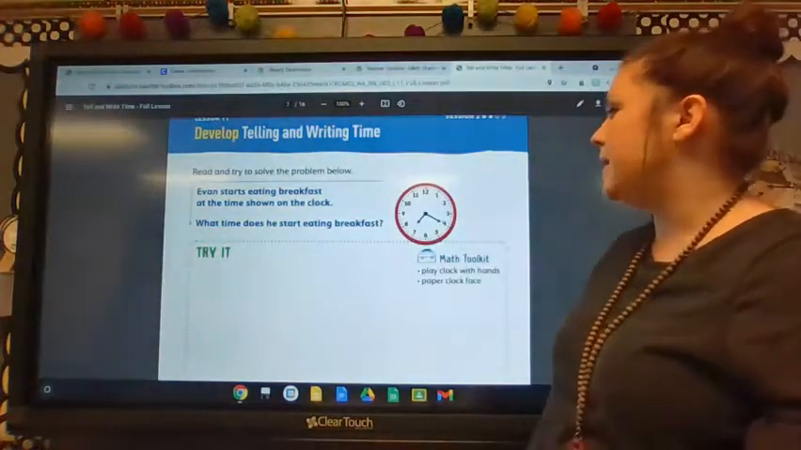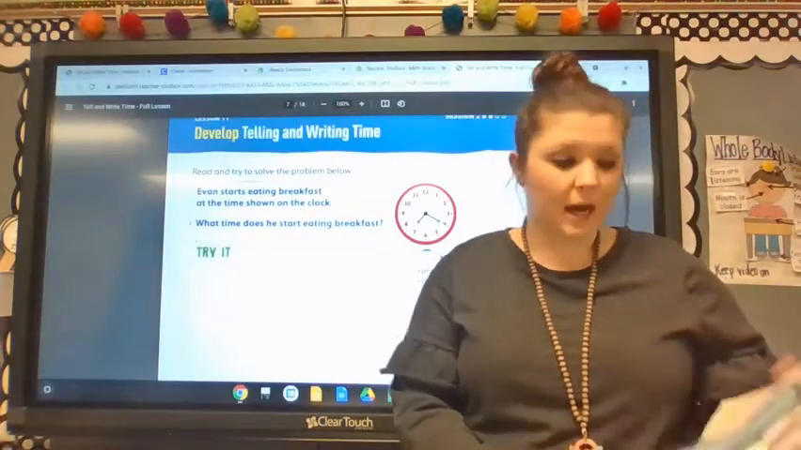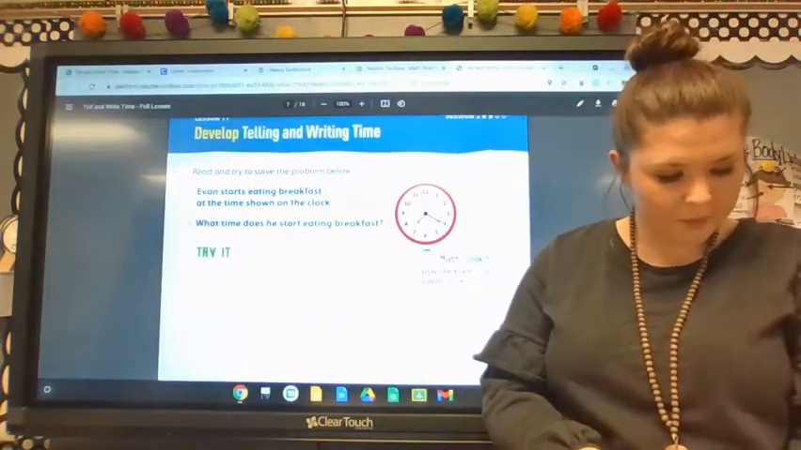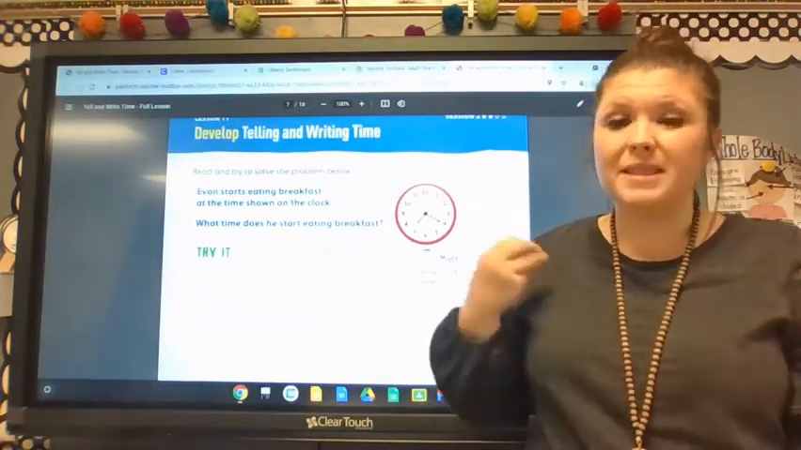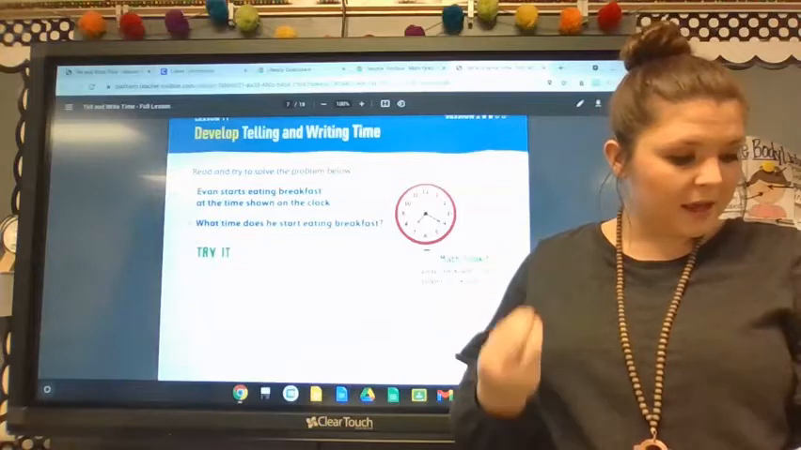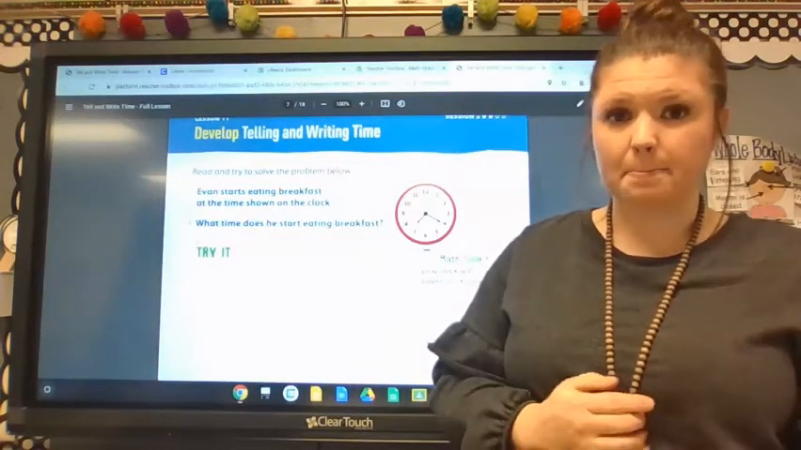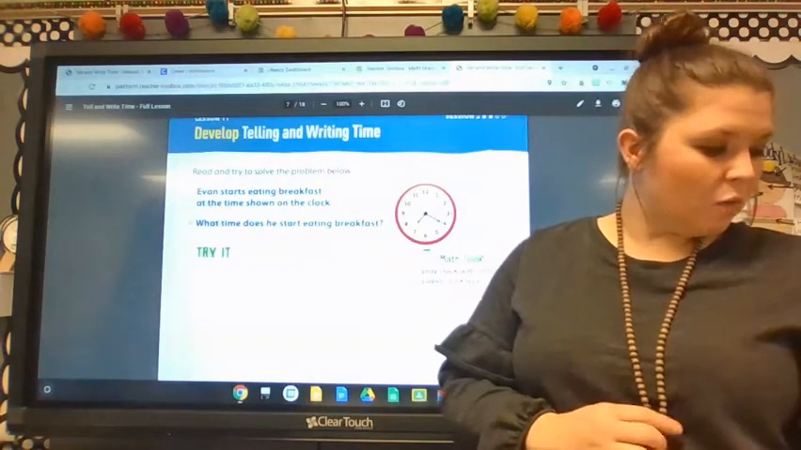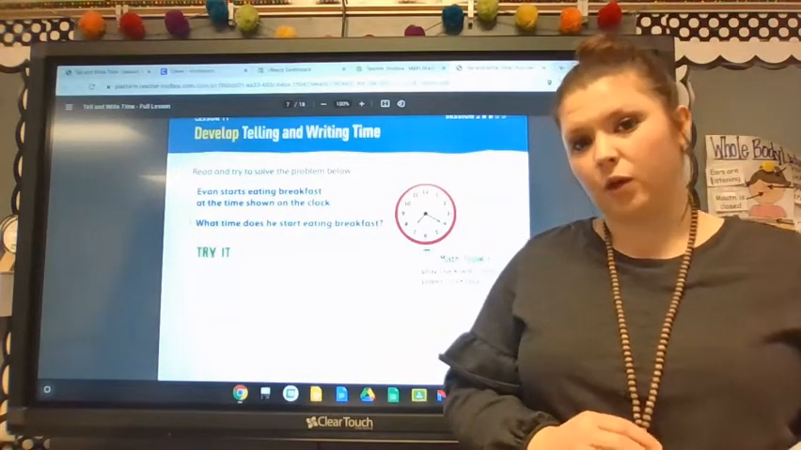All right, this question says, Evan starts eating breakfast at the time shown on the clock. What time does he start eating breakfast? So we want to know what time Evan starts eating breakfast. I want to help us walk through this. What position is the hour hand? What does that tell us? It tells us the hour, right? What does the position of the minute hand tell you?